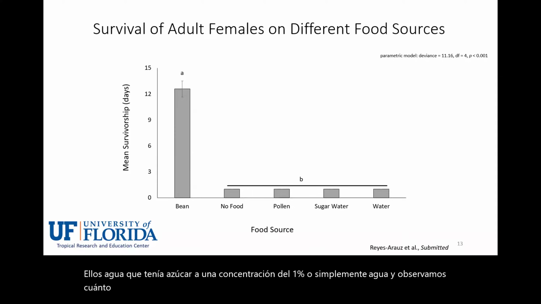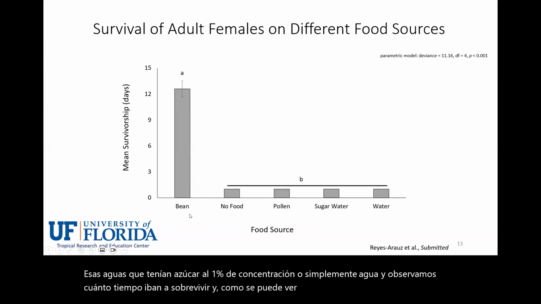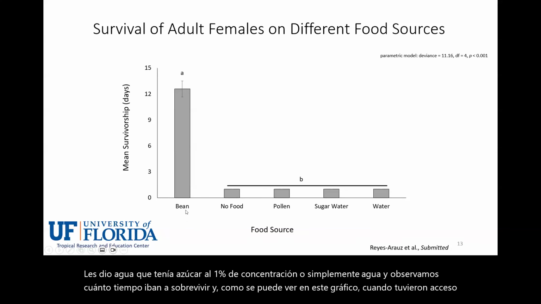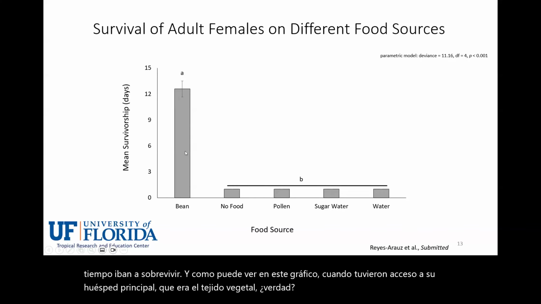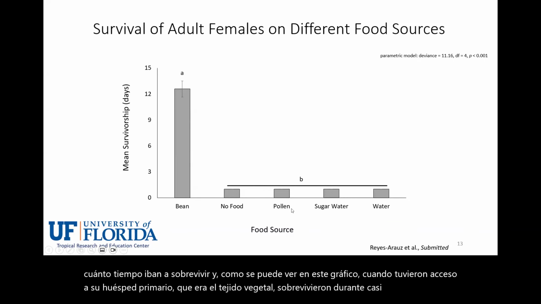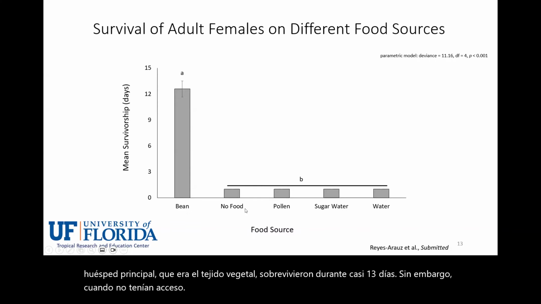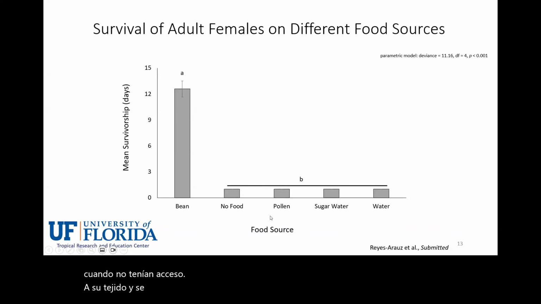And as you can see from this graph, when they had access to their primary host, which was the plant tissue, they survived for almost 13 days. However, when they didn't have access to that tissue, and they were given an alternative food source or no food at all, the thrips survived only 1 day.